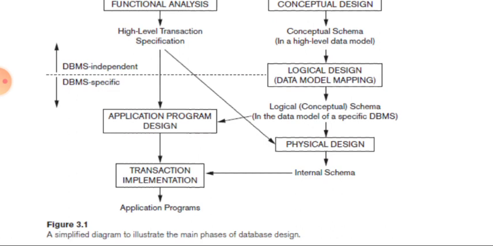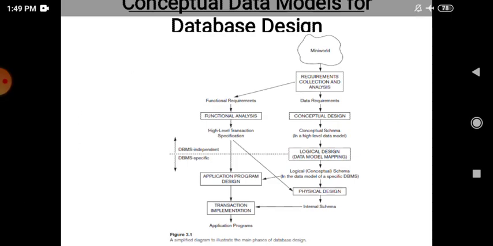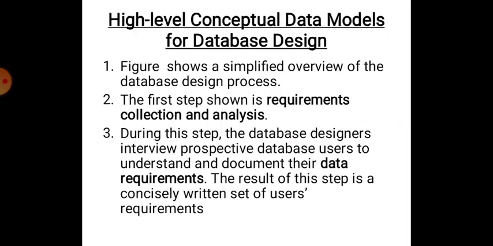Students, here you have two parts, the top half and the bottom half. The top half, as you can see here, is DBMS independent, whereas in the bottom half you have to specifically design and implement the system, so it is DBMS specific. So this figure is a simplified diagram to illustrate the main phases of database design. We shall discuss this database design.